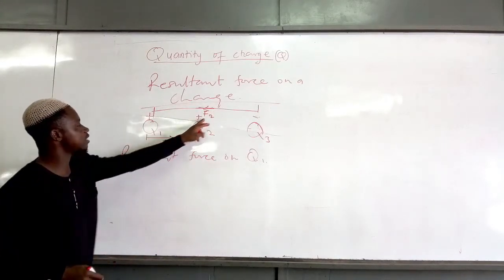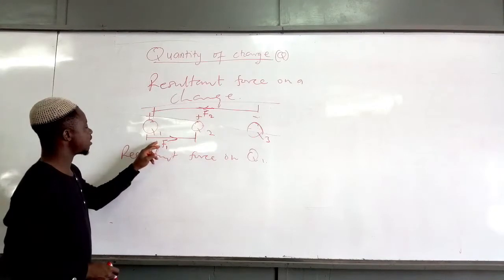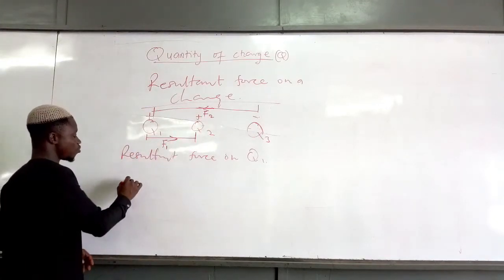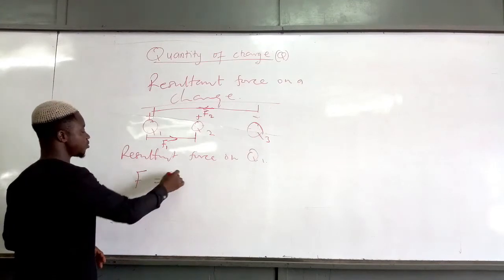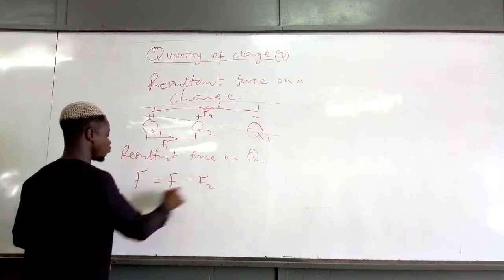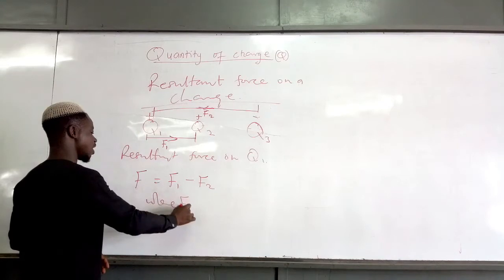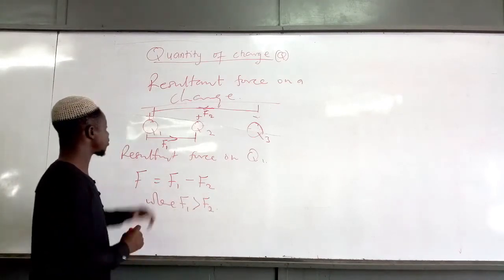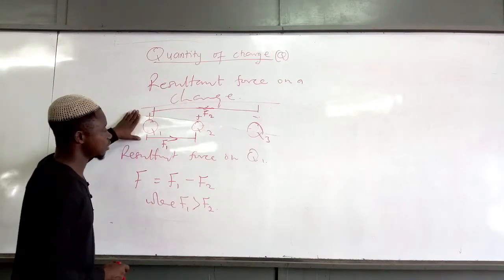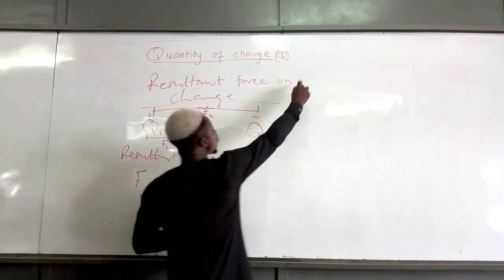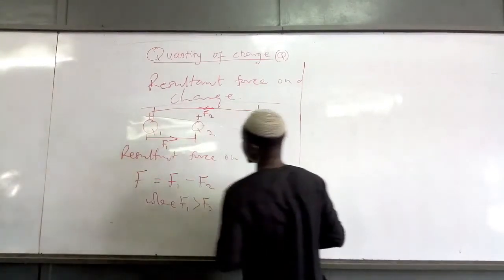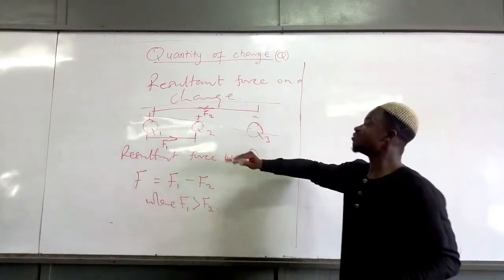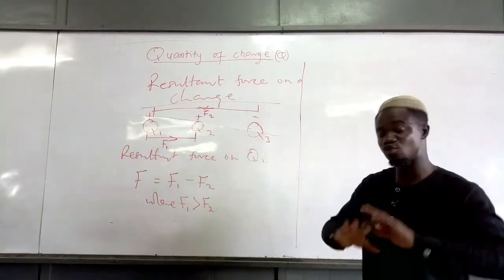So when we look at these two, we realize that F1 and F2 are moving in opposite directions, so we subtract. So therefore, we say that the resultant force F is equal to F1 minus F2, where F1 is greater than F2. That is how we determine the resultant force on Q1. Good. Let me go through the same principle for the resultant force on Q2. Then, by the time I finish with the resultant force on Q3, you will get everything clear.